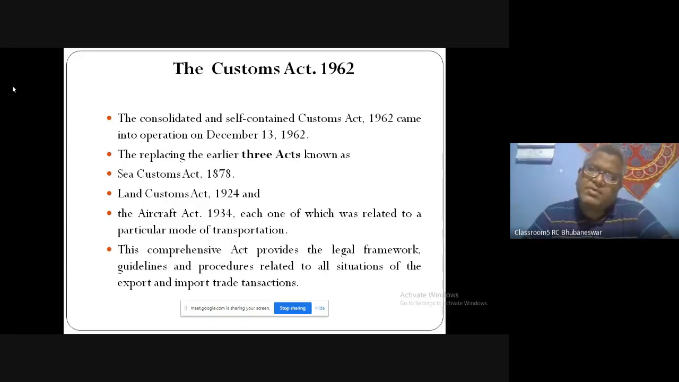The earlier three acts it replaced are the Sea Customs Act 1878, the oldest one, started about 150 years ago, the Land Customs Act 1924, and the Aircraft Act 1934, which relate to modes of transportation. These were replaced by a new act, the Customs Act 1962. The objective is only the smoothness of exporting and importing trade and transactions, a greater momentum of foreign trade.